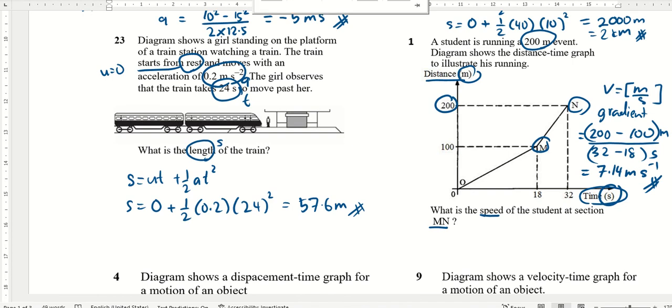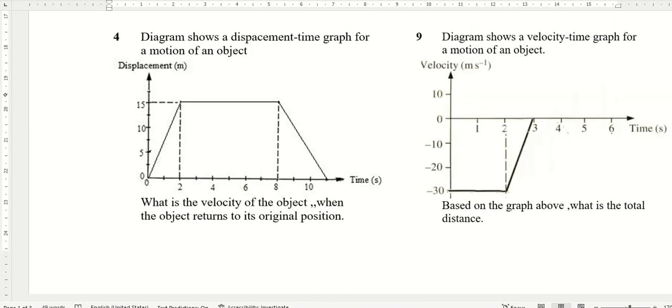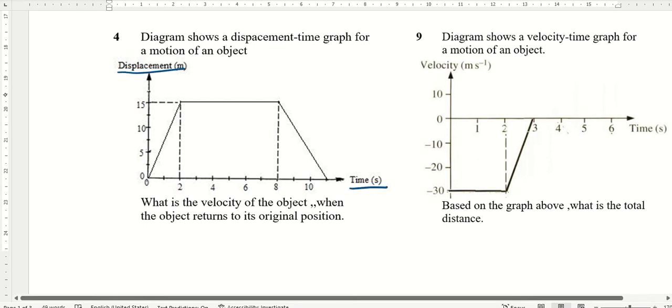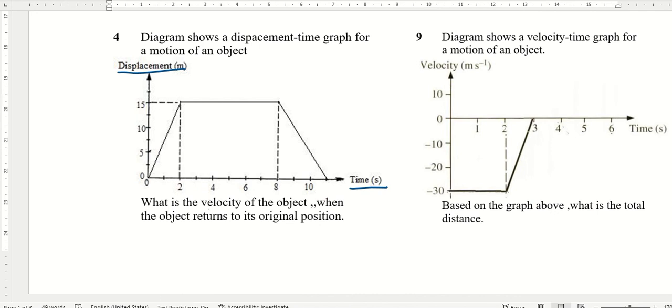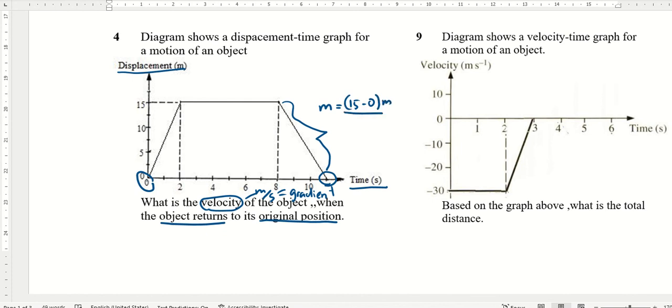Next we have a diagram of displacement and time. We want to find the velocity, same velocity unit meter per second. So it is the gradient of this displacement time graph. But the tricky part is when the object returns to its original position. The original position is 0 meter, so it is over here. So we need to find the gradient here. So gradient is equal to 15 minus 0, up here the unit is meter, and below is 8 minus 11 second.